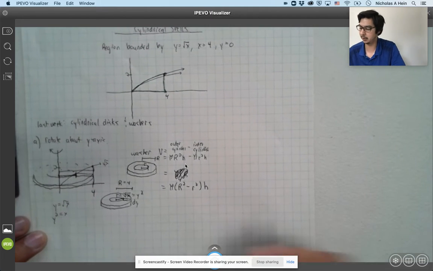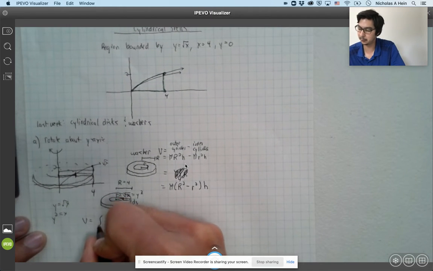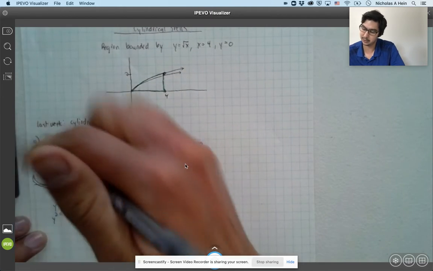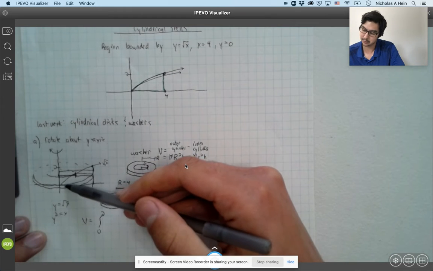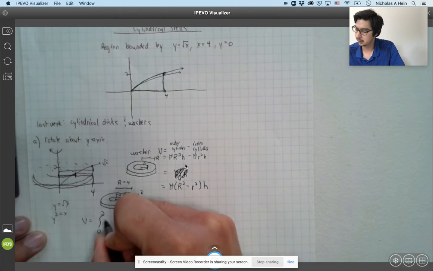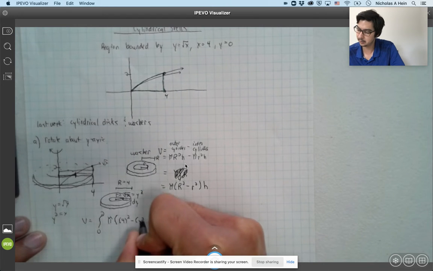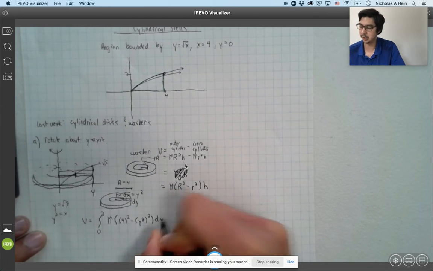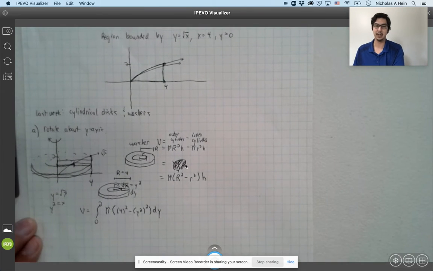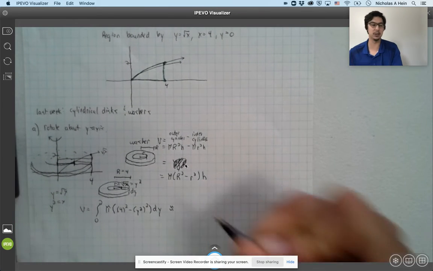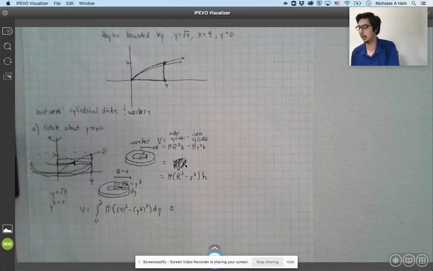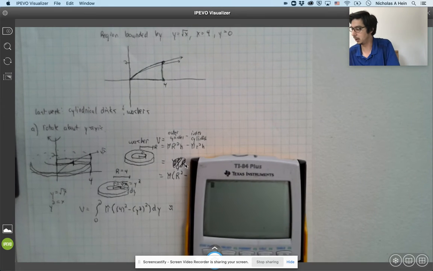So what ends up coming here is the volume is going to equal the integral from 0 to 2, as we fill this space vertically with washers from 0 up to 2, of pi times your outer radius squared minus your inner radius squared times your height of dy. Okay, and we can put this in a calculator. Of course, you can work it out by hand, and I encourage you to be able to work it out by hand, but to save time in this video, we'll just do it this way.